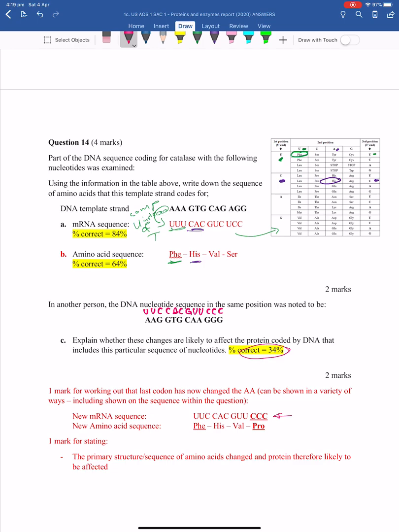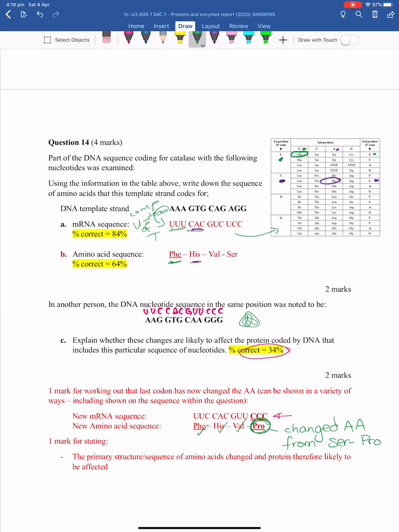UUC still codes for phenylalanine. CAC still codes for histidine. GUU still codes for valine. But the final codon that's changed, we now have a different amino acid. So we've changed the amino acid from serine to pro. And you could have done that up here.